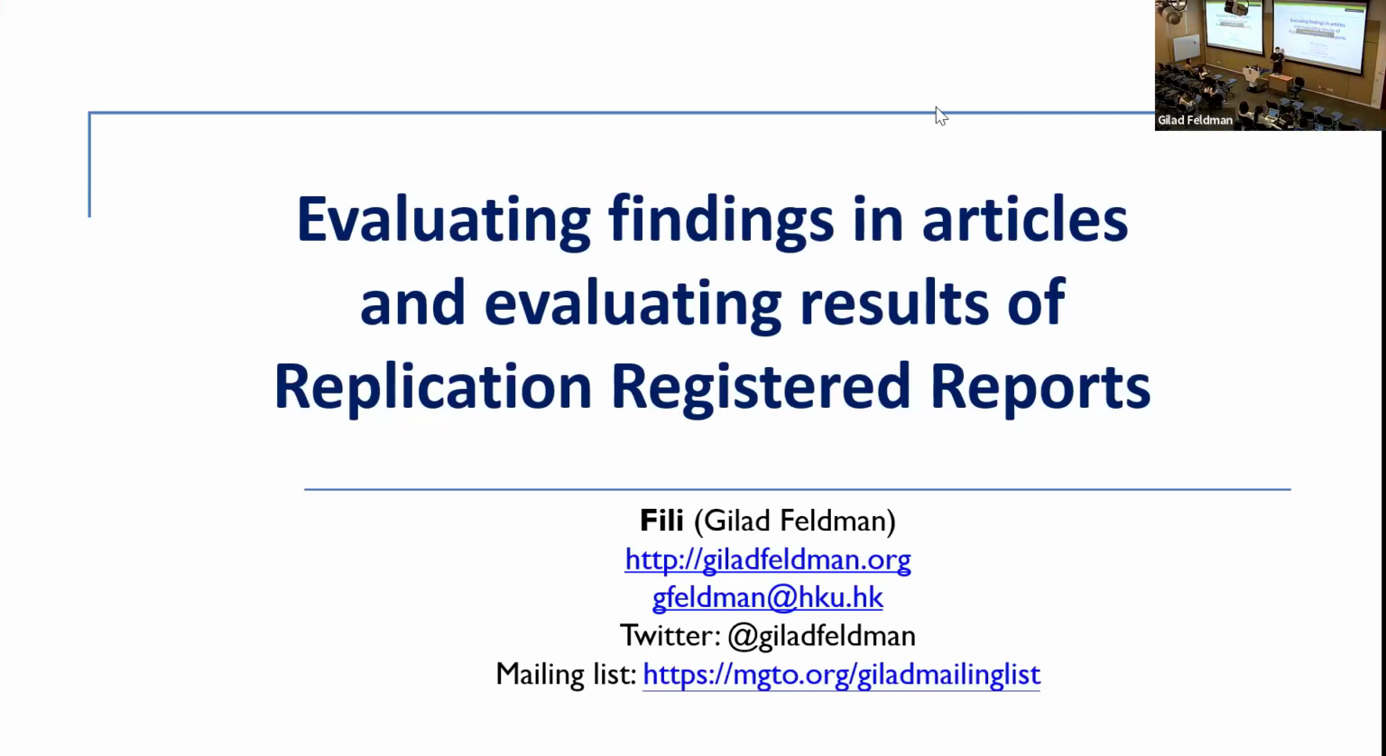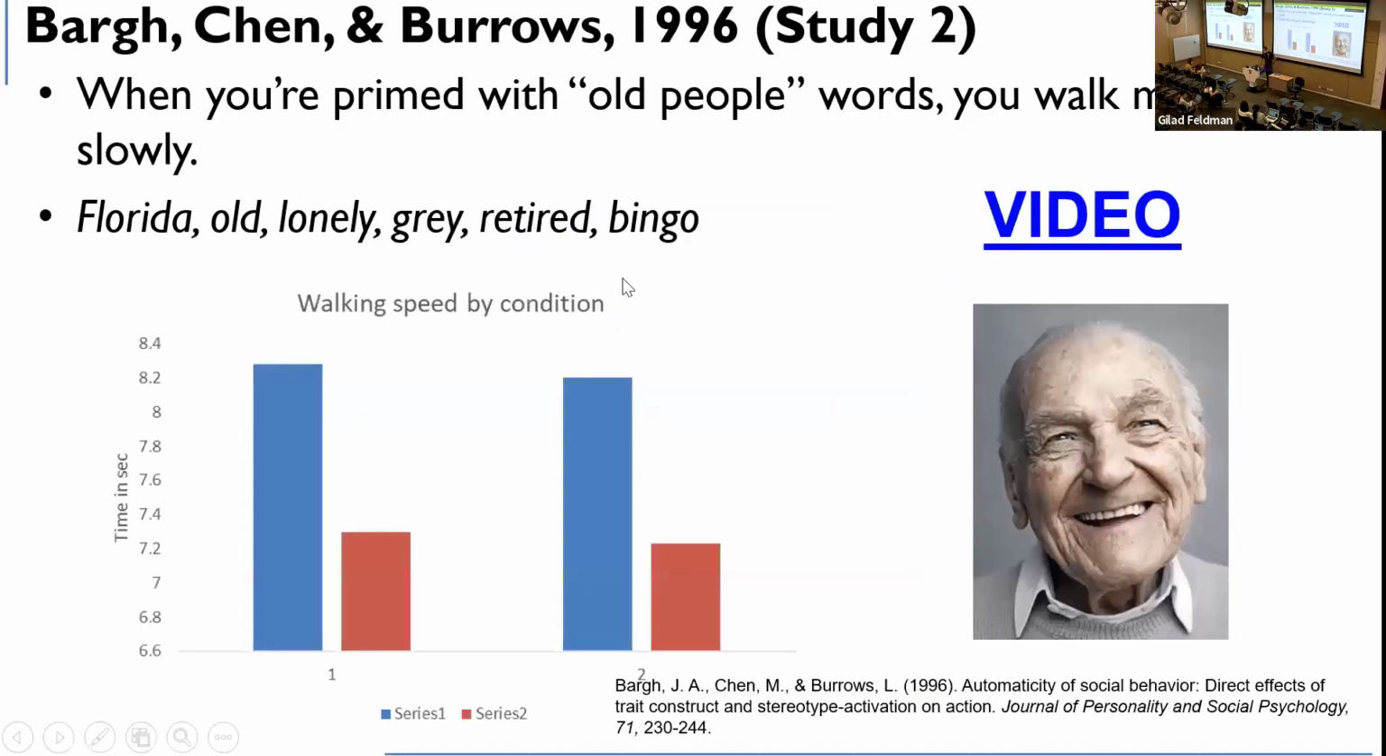Okay, so last time we were talking about our assessments and how we evaluate things, and this is a continuation of that. How do we evaluate findings in articles and results of replication attempts? If you recall, last thing we were talking about was priming effects.